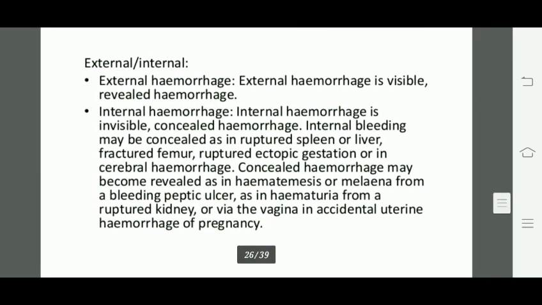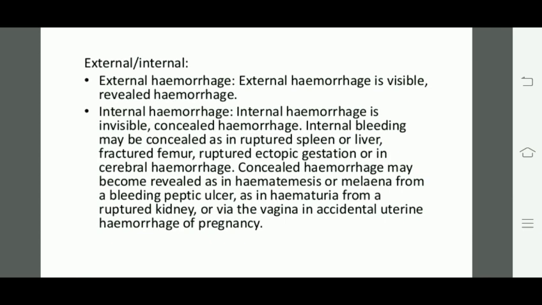The third type, in that we have external and internal hemorrhage. External hemorrhage, this is visible and it is a revealed hemorrhage. Internal hemorrhage, this is invisible, concealed hemorrhage, and it is also called concealed hemorrhage.